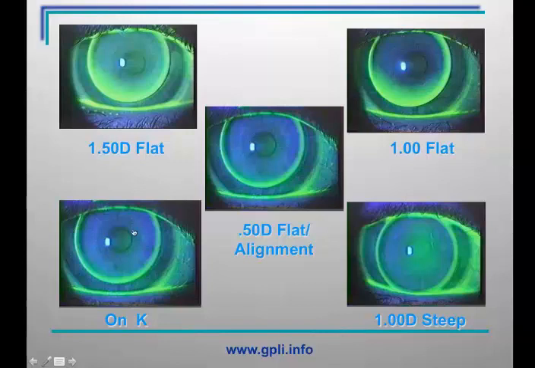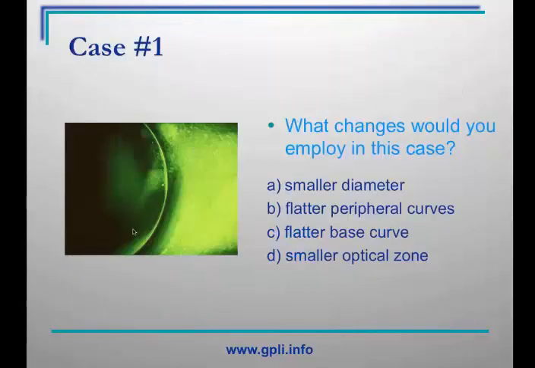So let's ask the question, what changes would you employ in this case? And if you look at it, you see a couple of areas of concern. You see that there is no fluorescein peripherally. You have peripheral seal-off. You also see corneal desiccation staining here, which is likely because there's no tear exchange going in and out underneath the periphery of the lens. So actually, in this particular case, any of these changes will help. They will all bring that peripheral edge out. The one that's most commonly prescribed is going to a flatter peripheral curve.